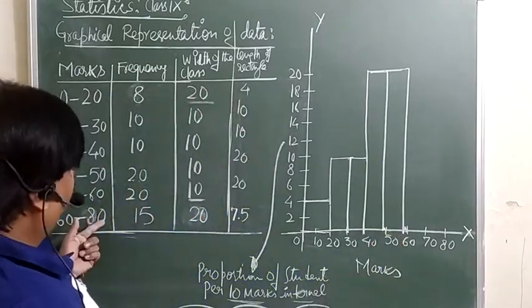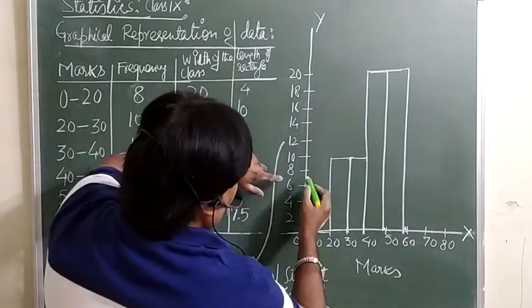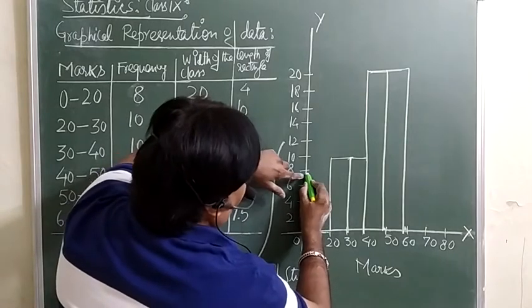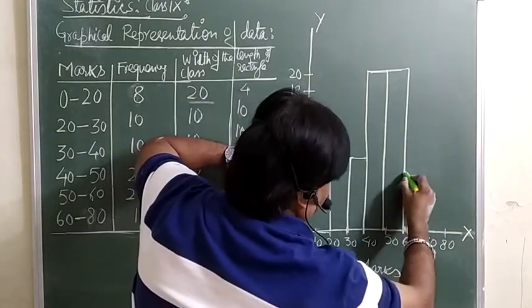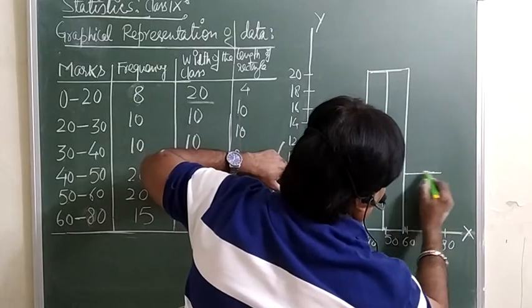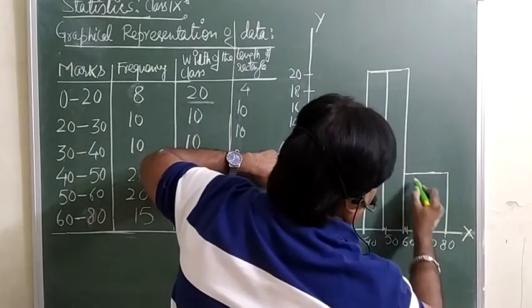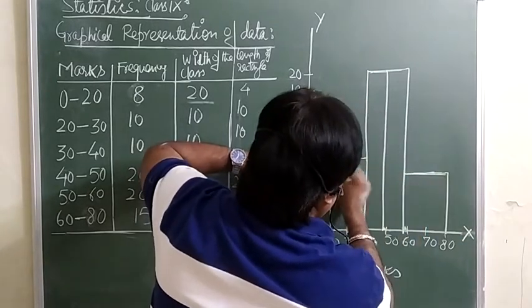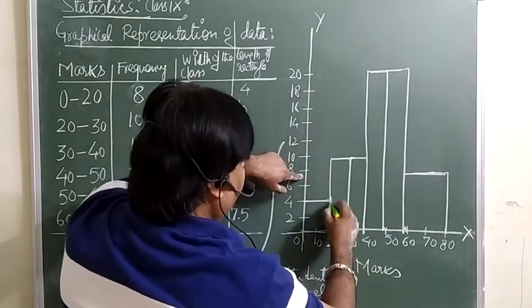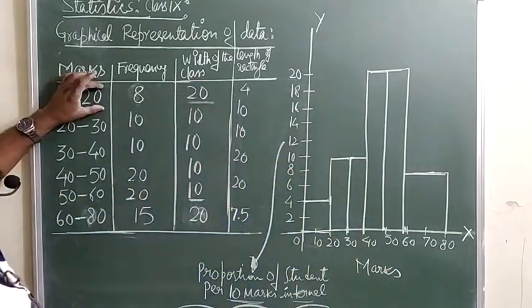Now 60 to 80 is 7.5. So 7.5 will come approximately here. So you can take here 60 to 80, so your rectangle will be this one. So this is your histogram in case the class size is not the same.